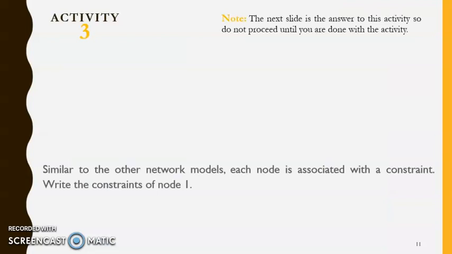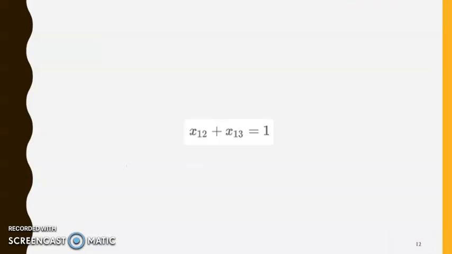Let's check the answer. x12 plus x13 equal to 1. In that way, only one of these 2 things happens. If x12 is 1, x13 will take 0. If x13 is 1, this variable would get 0. There is no way 1, 1. There is no way 0, 0. And that's the miracle of math.